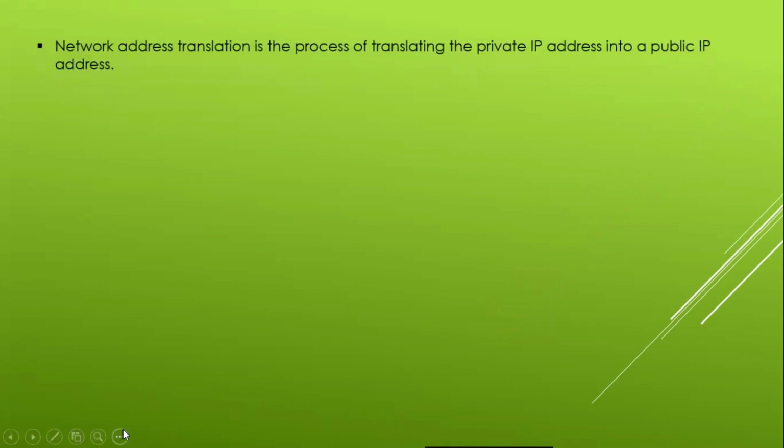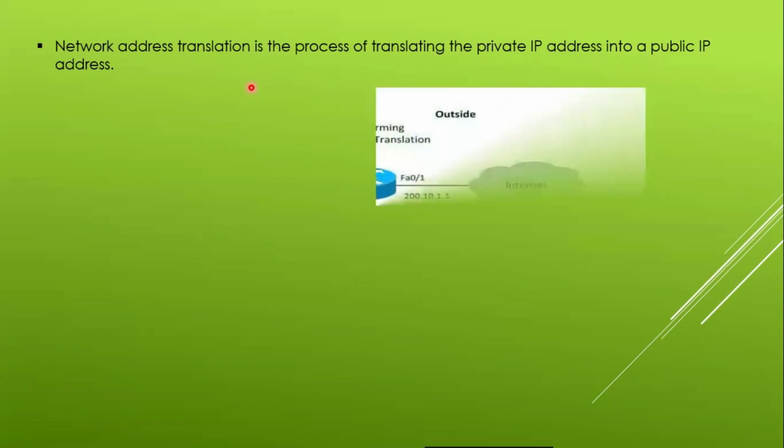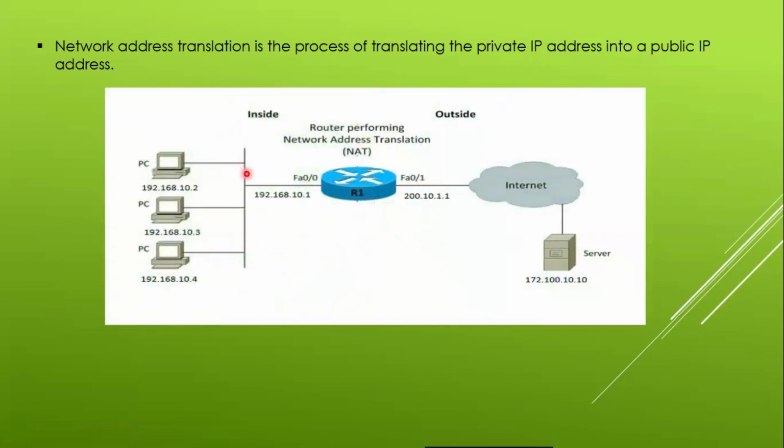So network address translation, what is it exactly? Network address translation is a process of translating the private IP address into a public IP address. So let's understand using a diagram.